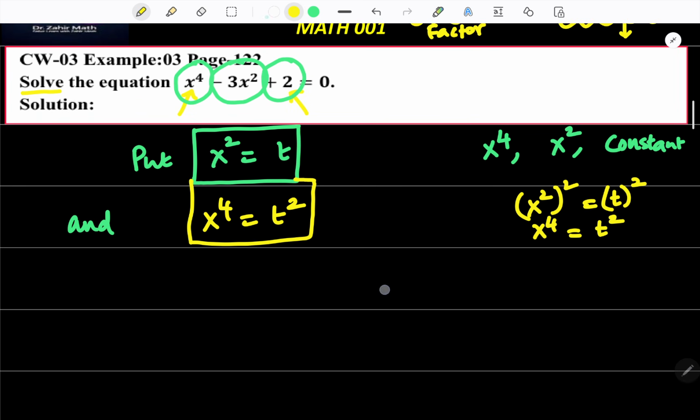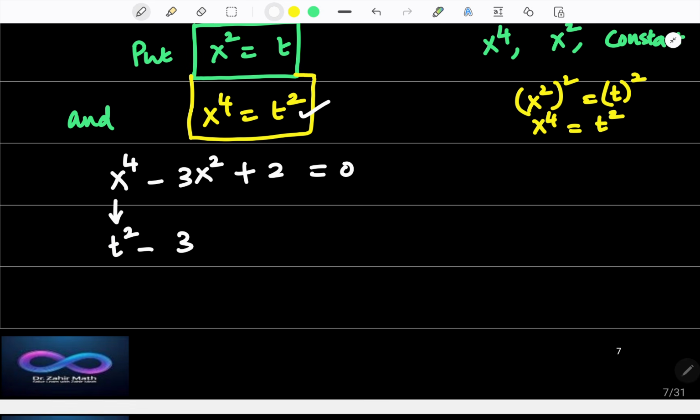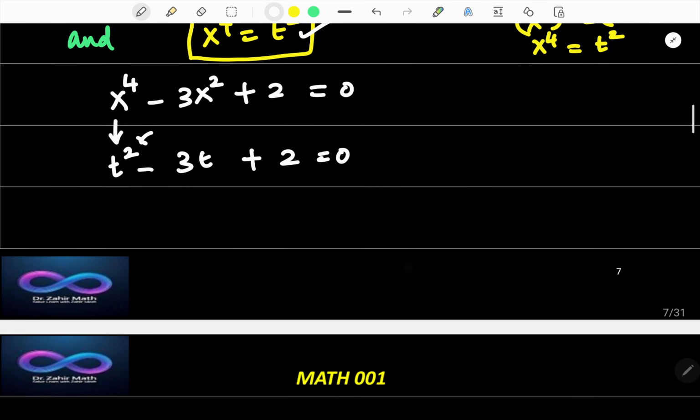So what is your equation? Your equation is x power 4 minus 3x square plus 2 equal to 0. So x power 4, I'm going to put what? t square minus 3 times x square, I'm going to put it as what? t plus 2 equal to 0. Wow. Now look here, it is converted into what? Quadratic equations. So immediately I can use mode 5 and 3.